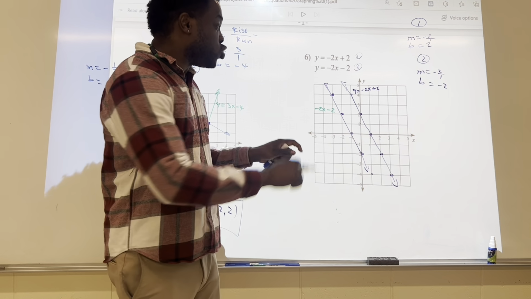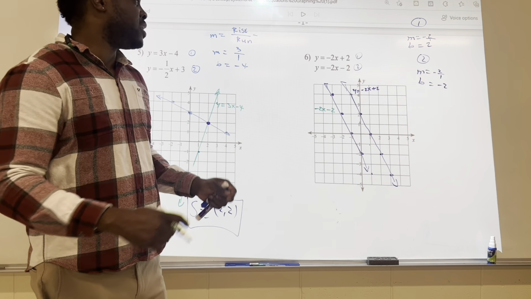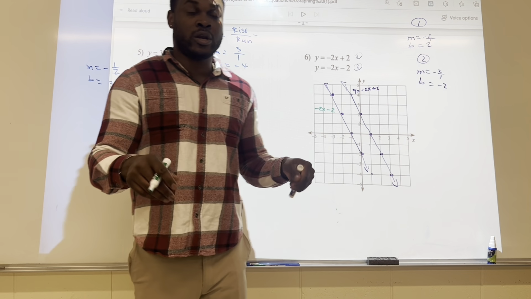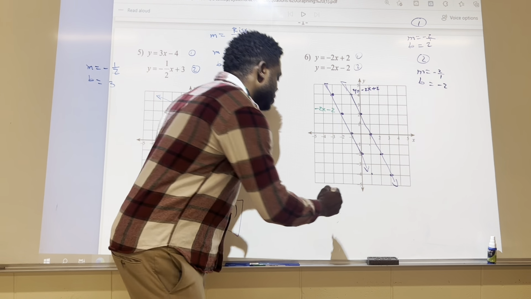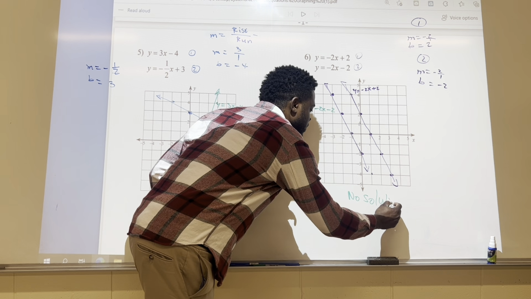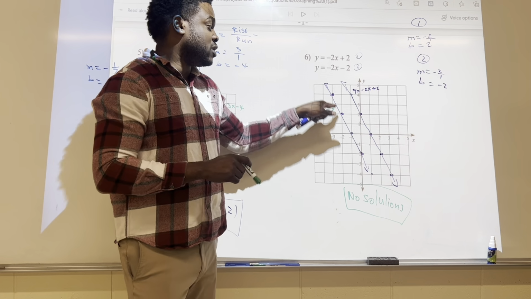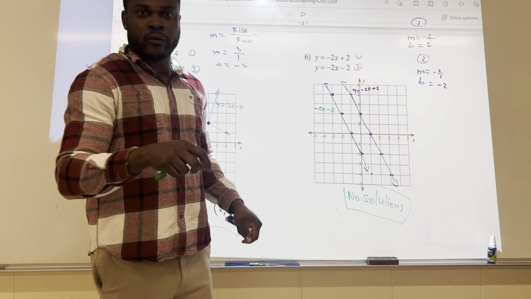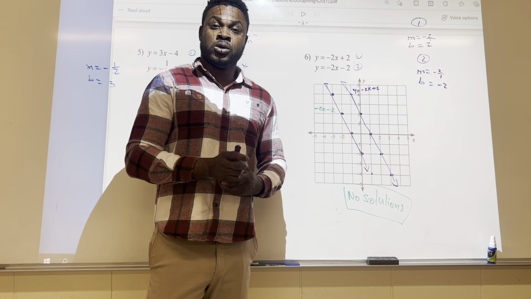You notice over here those two lines are parallel, meaning that they are both going in the same direction and they'll never meet each other. If there is no point of intersection, we claim that there is no solution. So we can claim right away there's no solutions. Again, whenever you see two lines that are parallel and they are not meeting, there's no point of intersection, we can go ahead and say that there is no solution.